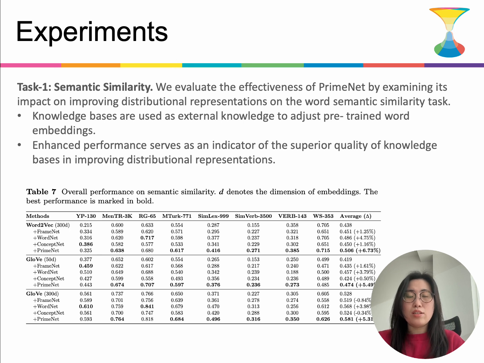Then we use different knowledge bases on the semantic similarity task to verify their effectiveness. They are used as external knowledge to improve the pre-trained word embeddings. After the knowledge integration, the trained word embeddings are used on the semantic analysis task. The enhanced performance is used as an indicator of the quality of knowledge bases. The performances are shown in Table 7. It is observed that PrimeNet achieved the best performance, showing its effectiveness in enhancing the semantic representation.